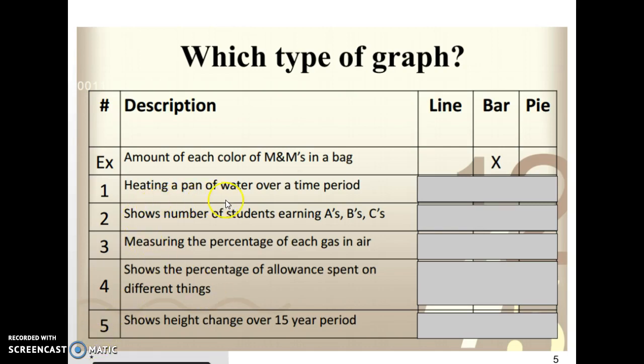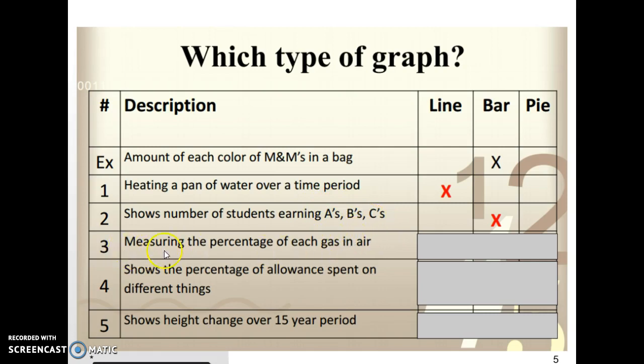So for number 1, heating a pan of water over a period of time. So I see time here. I'm going to probably pick a line graph for that one. Number 2, shows number of students earning A's, B's, and C's. Should have picked bar because we are comparing the numbers of A's, B's, and C's.